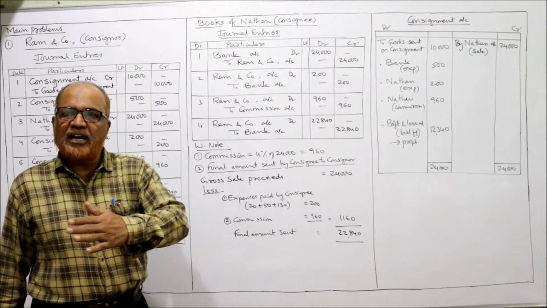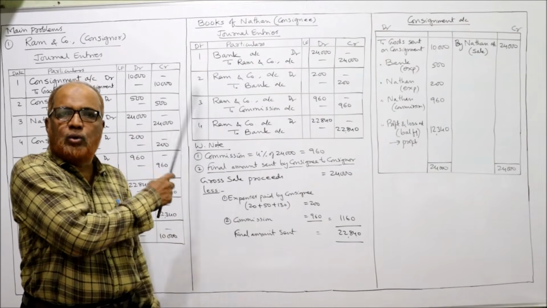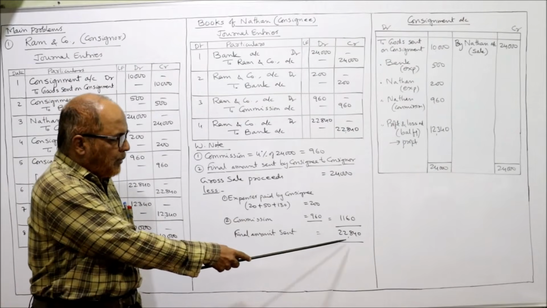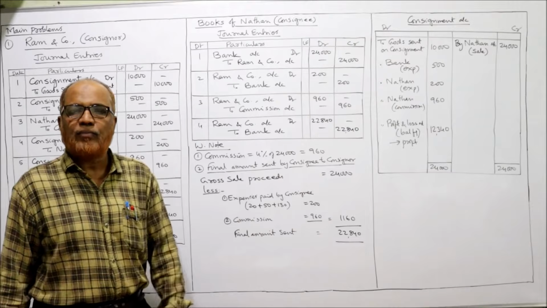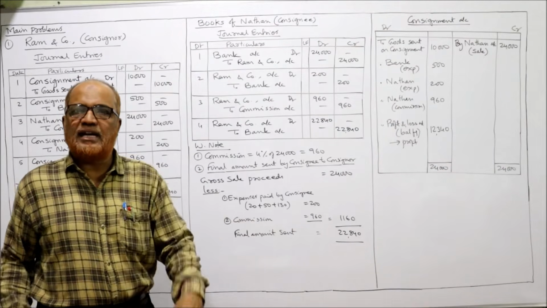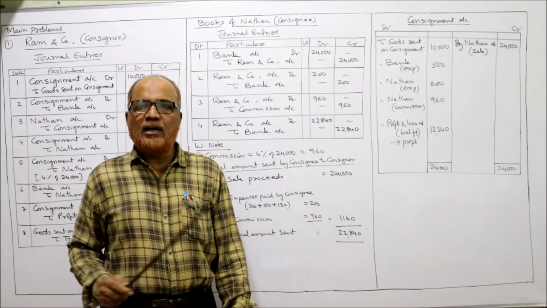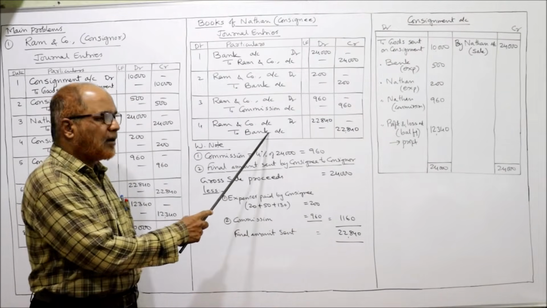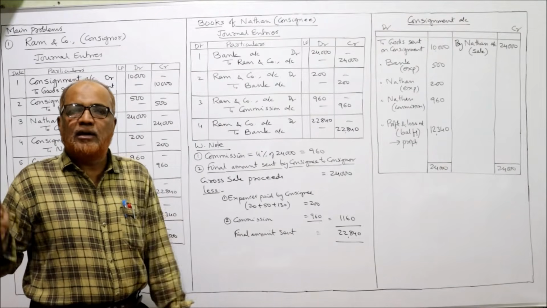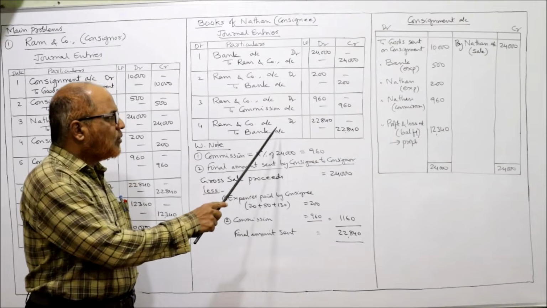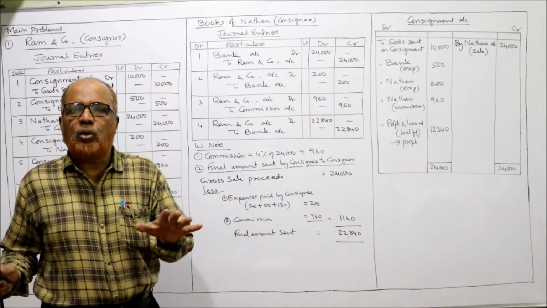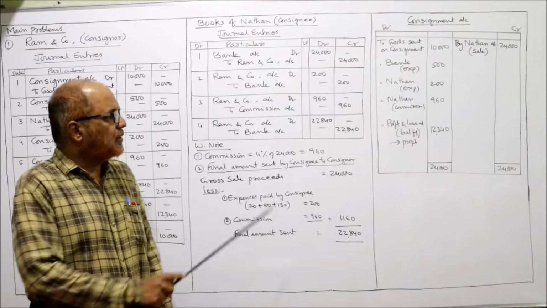Last entry, the final amount sent by Nathan to Ram. Final settlement. The final amount, how much is he paying? 22,840. Nathan is sending 22,840 as the final amount to Ram. The entry will be Ram account debtor to bank. Because cash is going out, the bank account is credited. To whom is he paying? He is paying to Ram. Ram account debtor to bank 22,840, being the final amount paid to the consignor.